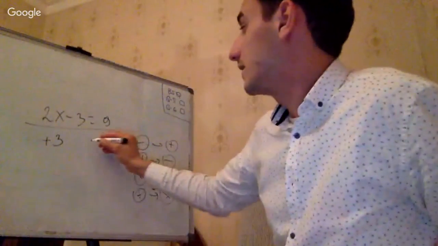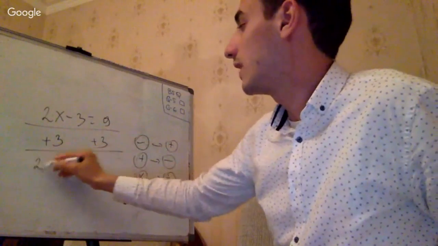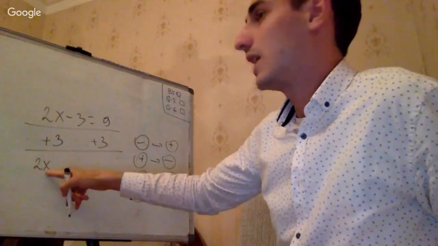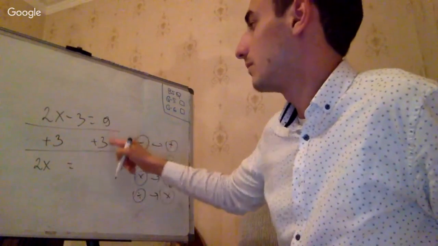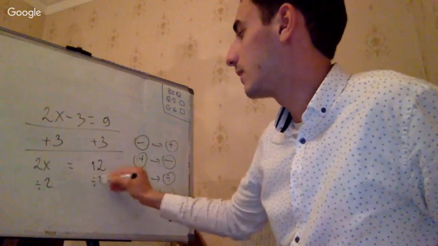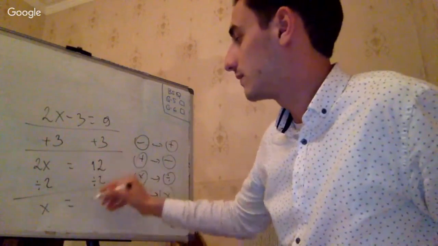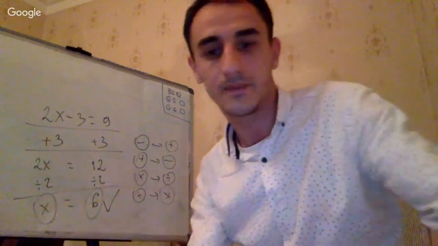So, add 3, add 3. Then I'll have 2x, and here I'll have 2x is equal to 9 plus 3, which is 12. And then divide by 2, divide by 2. Now I have x, because 2x divided by 2 is x, and 12 divided by 2 is 6. I'm done. So x is equal to 6. Clear, Shams?